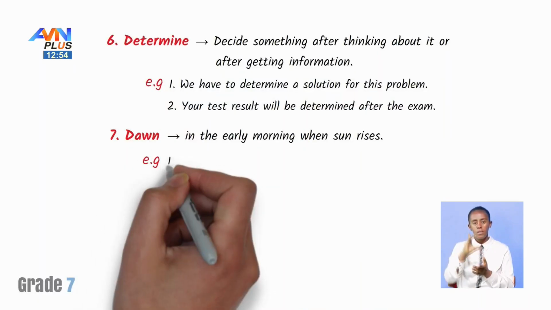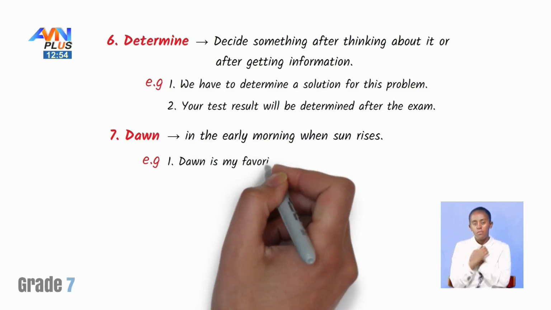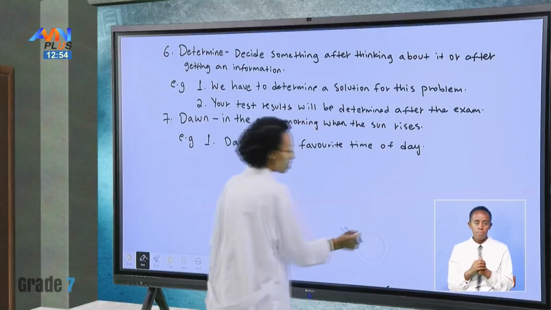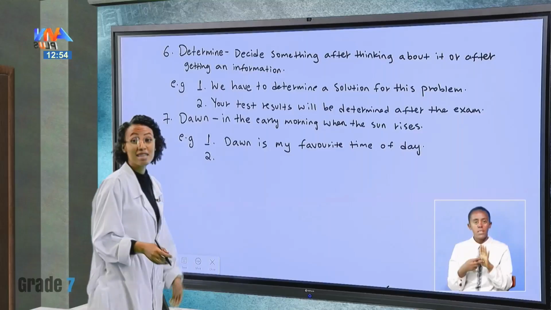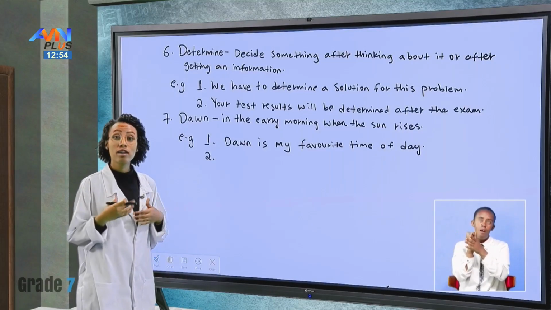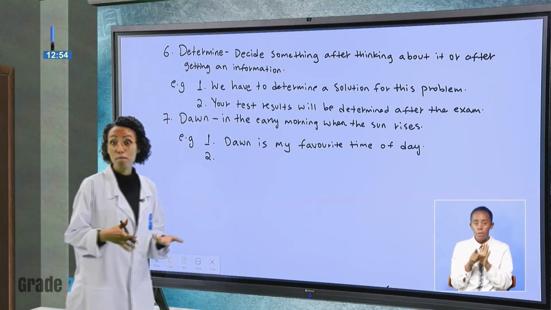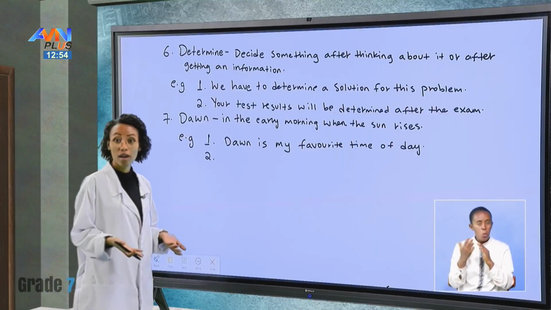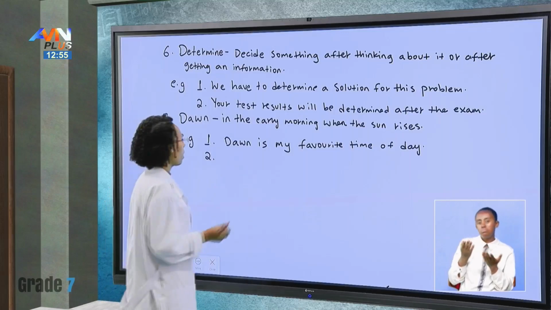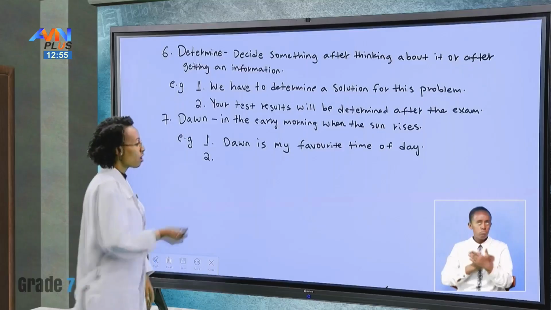Dawn is my favorite time of day. So, it means it is the time where I like watching the sun rising, or it is the time where the day is so beautiful. It's more beautiful than, for example, midday, or maybe an evening in the middle of the night. So some people prefer this time of day. And some people feel like they are most productive at this time of day. Okay, another example.